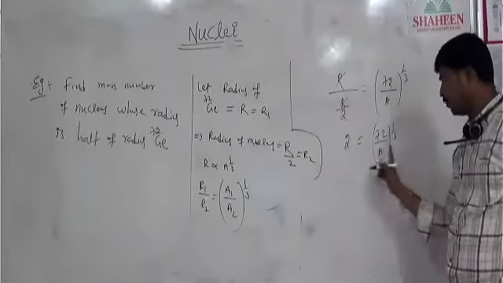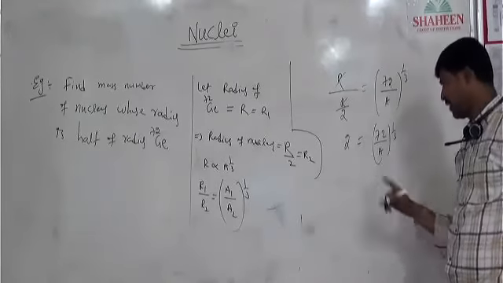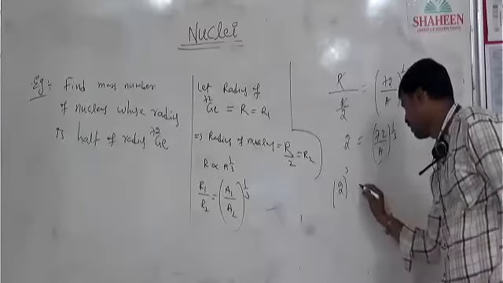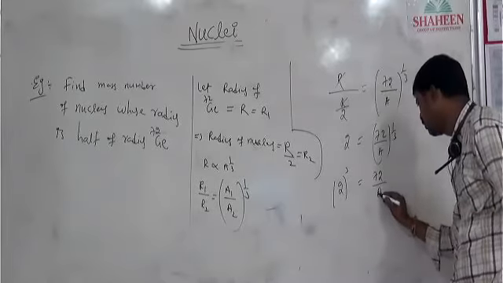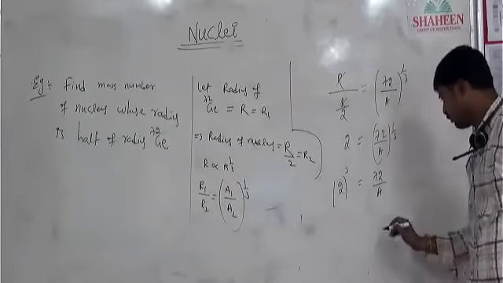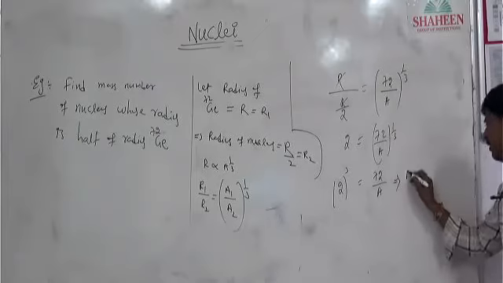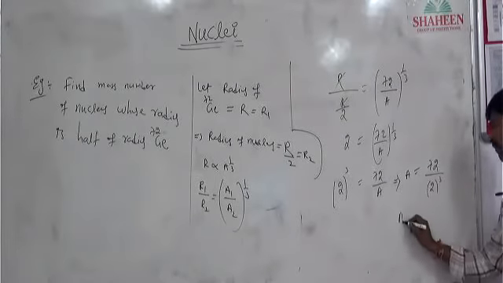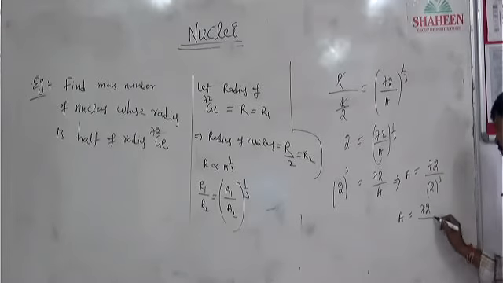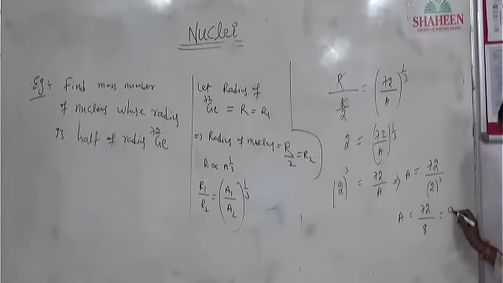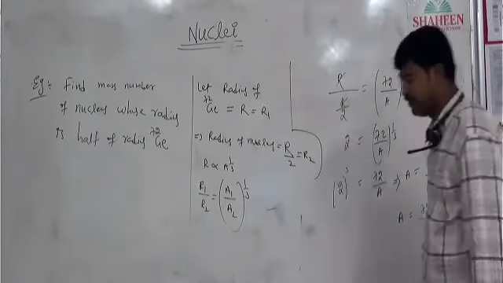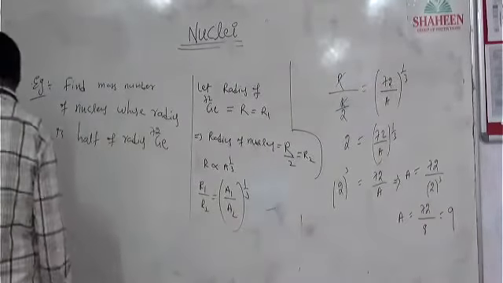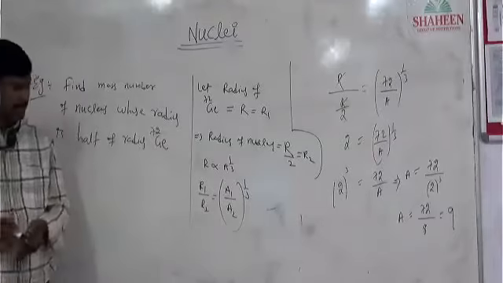So take the cube on both sides. What will happen? 2 to the power 3 is equal to 72 by A, because the cube root will be cancelled out. So finally A is equal to 72 by 2 to the power 3. And 2 to the power of 3 is 8. So 72 by 8 is how much? 8 nines are 72, right? 9. That is the answer.